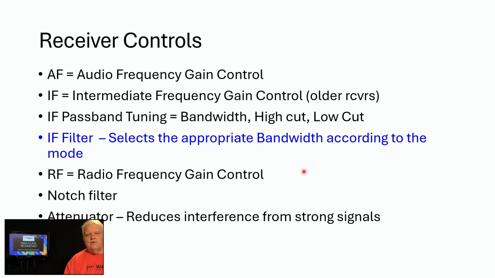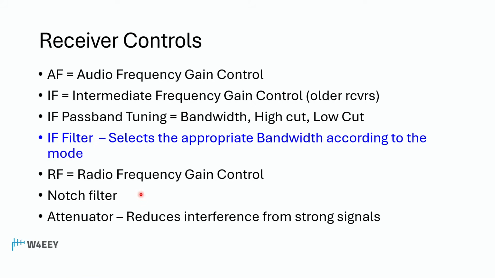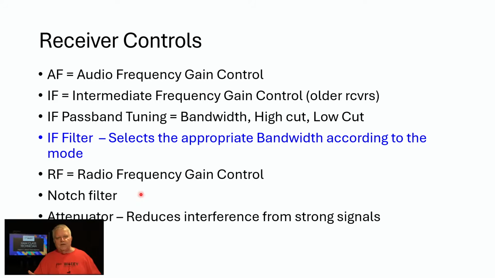Radio frequency gain control, yeah, this is important. Sometimes you want to turn down the gain on your radio. You can do it with the RF gain control. You can also do it with an attenuator button. You can add an attenuation. If you're in the presence of very strong signals, it can help the radio deal with the strong signals. And also notch filters are handy. If you've got an interfering signal coming up on an adjacent frequency, then you can adjust the notch filter and get rid of it, eliminate it. It's kind of cool.